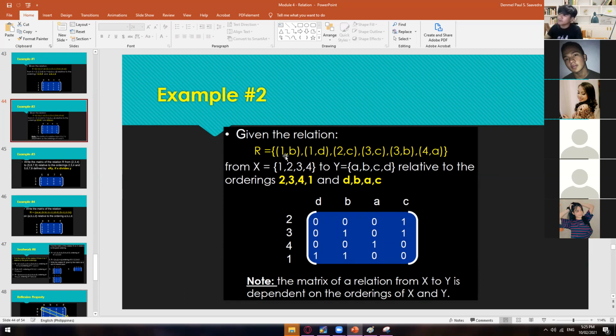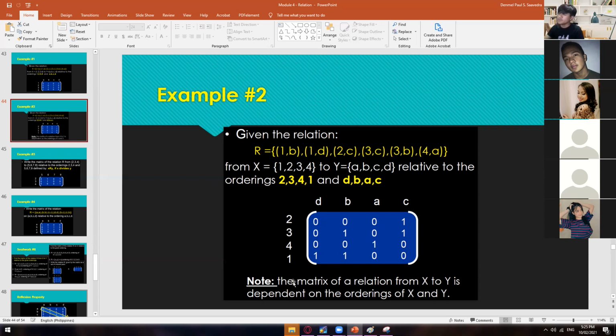Okay. So just look for 1B. So make that one 1. 2C, make that one 1. And then 3C, make that one 1. And then 3B, make that one 1. And then 4A. Okay. So the same concept. Just fill up everything with 0 once you're done filling up the related elements or coordinates.